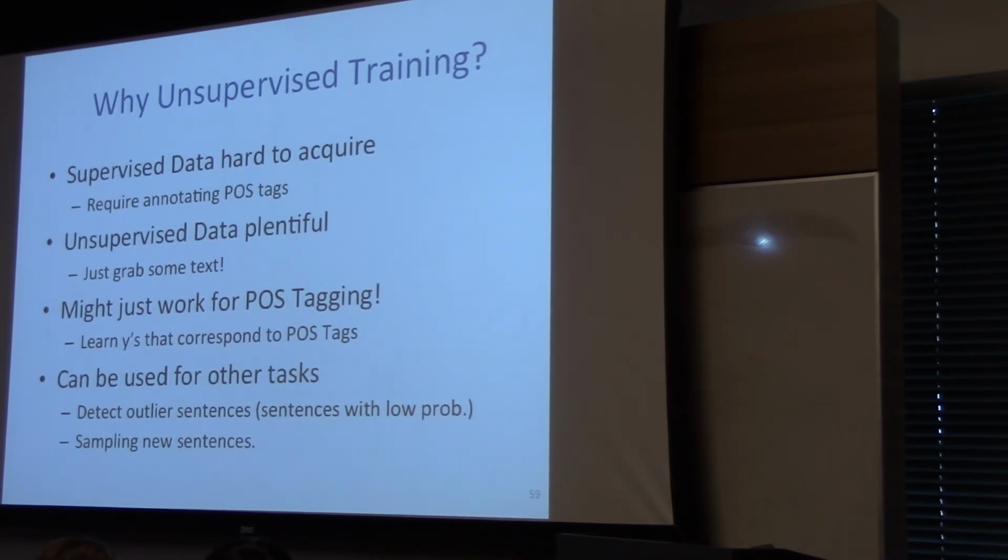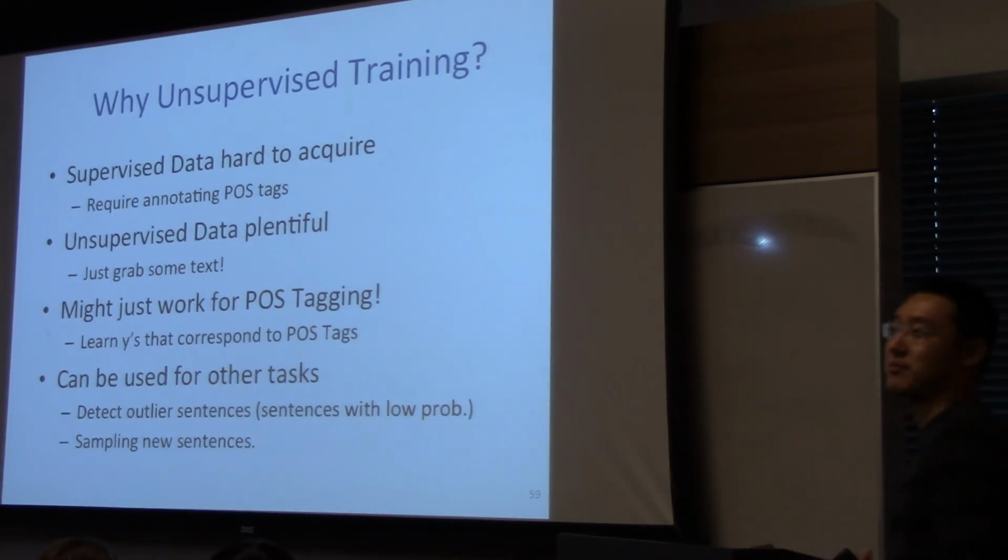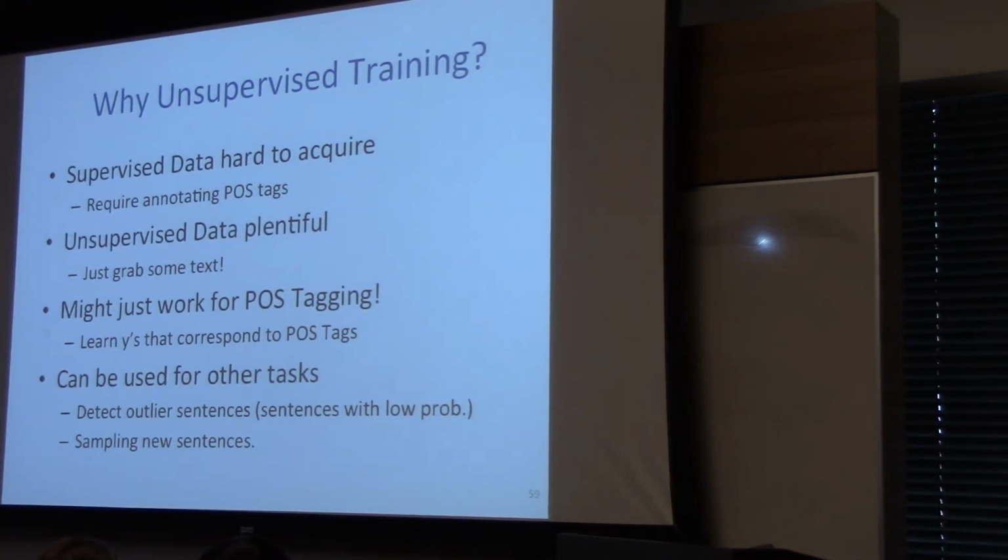So if we have the right way to train the hidden Markov model in the unsupervised way, it just might work for something like part of speech tagging. And certainly there is the thing that's between unsupervised and supervised, which is called semi-supervised, where you have some part of speech tags, a small amount, and then a huge amount of unlabeled data. How do you combine both to train the most accurate model possible?